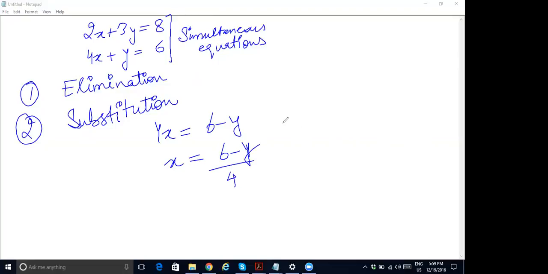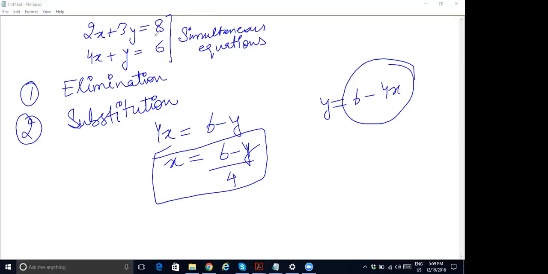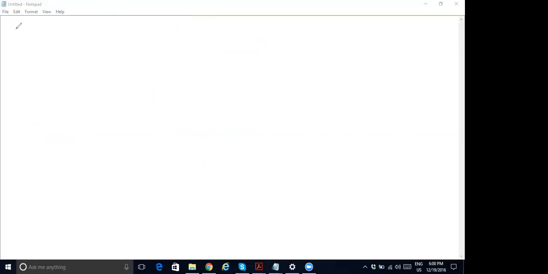Very good. We should always try to minimize the effort required. Now here, instead of using x, we should have used y, because y is equal to 6 minus 4x. And we can put this value straight away in the first equation. Okay, very good. Now let's try.